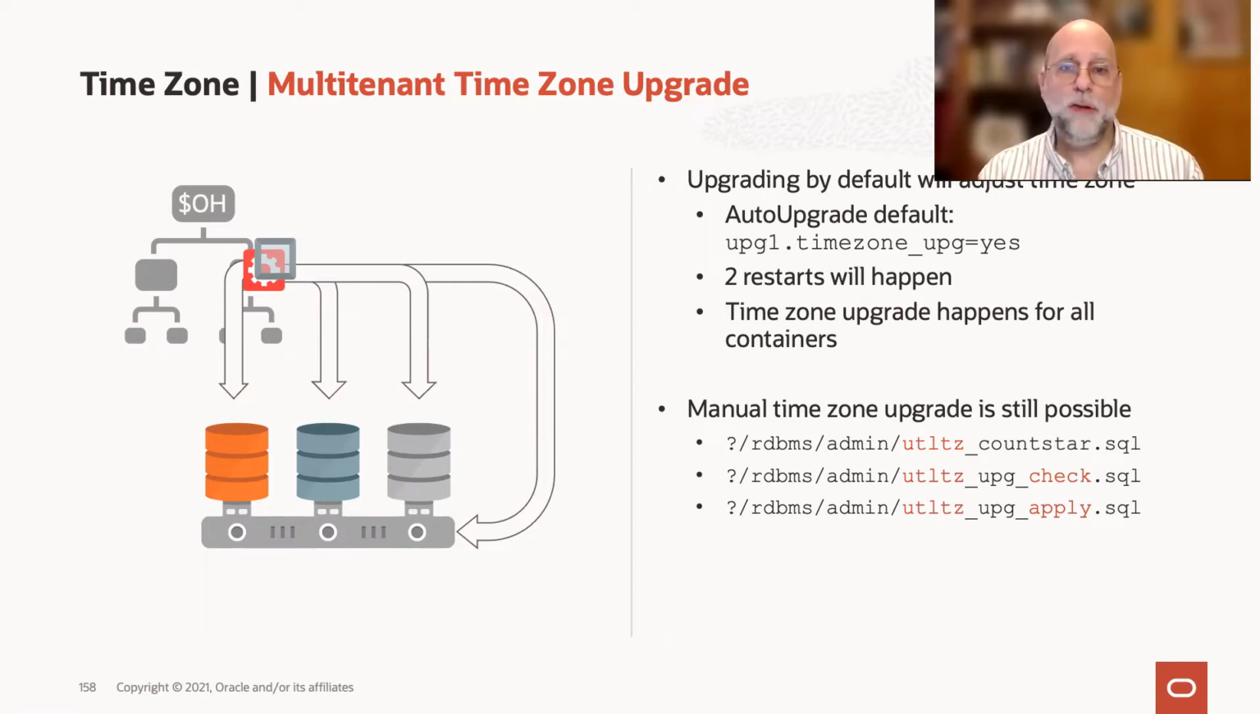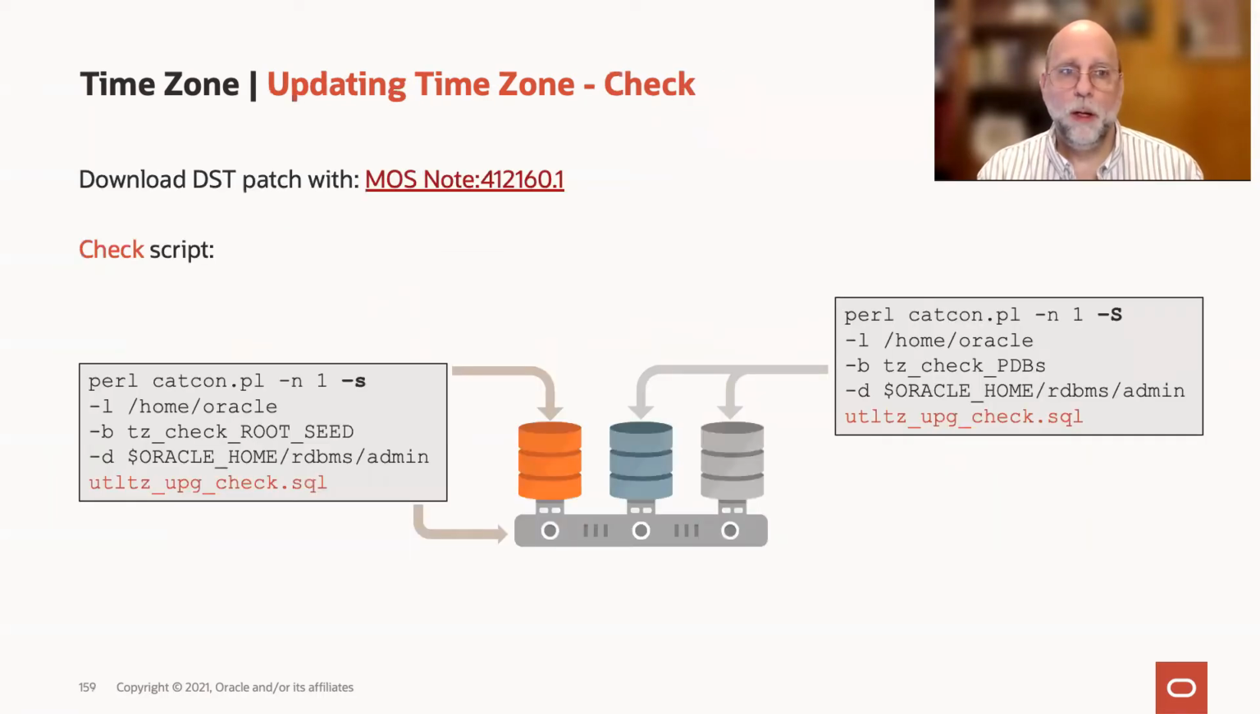Now, if instead you say time zone upgrade equals no, you can still then go in and manually update the time zone for each PDB later using the usual scripts: ones to count the number of time zone columns in your database, the ones that check whether a time zone upgrade is needed or possible, and then the ones that will apply the changes. If you want to run this with CatCon, you might want to get the latest patch from the usual MOS note, and then check with CatCon using that utltzuptodate check script.